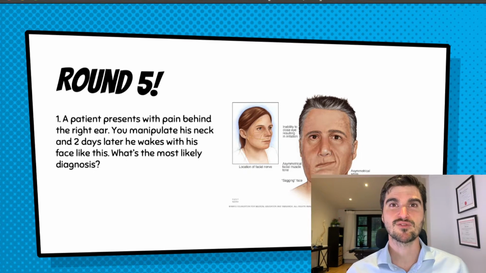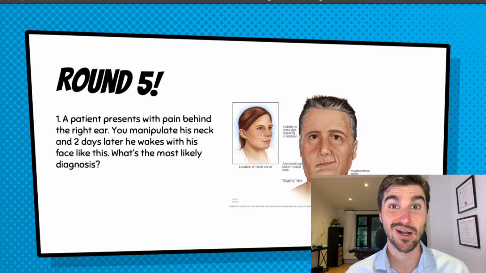So a patient presents with pain behind the ear. You manipulate his neck and 2 days later he wakes with a face like this. What's the most likely diagnosis? And I'm of course referring to his facial paralysis and not his ugly mug. So what would cause that ipsilateral facial paralysis?